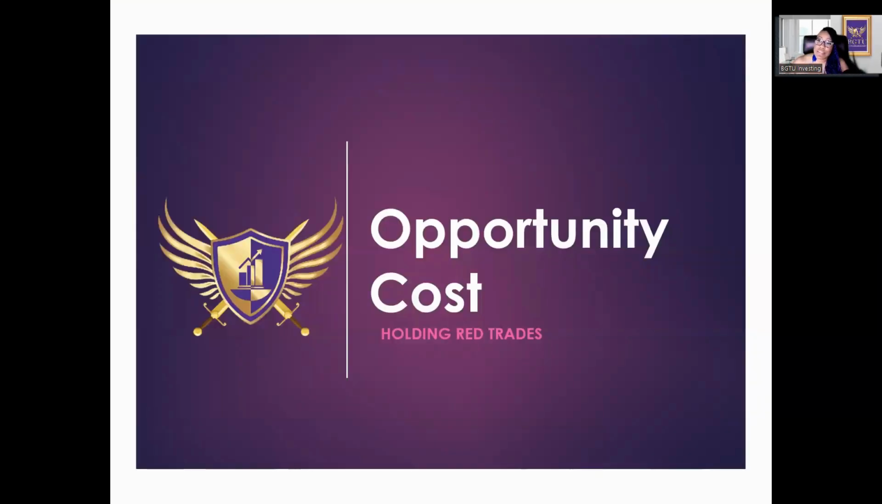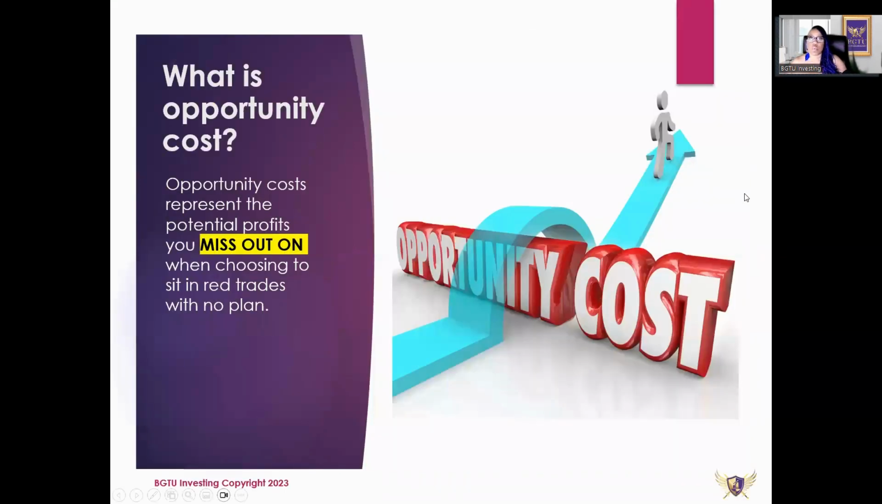Let's get into this opportunity cost, the cost of holding red trades. So, what is opportunity cost? It represents the potential profits that you miss out on when you choose to sit in red trades and you don't have a trading plan. That's the caveat, that trading plan that you don't have.